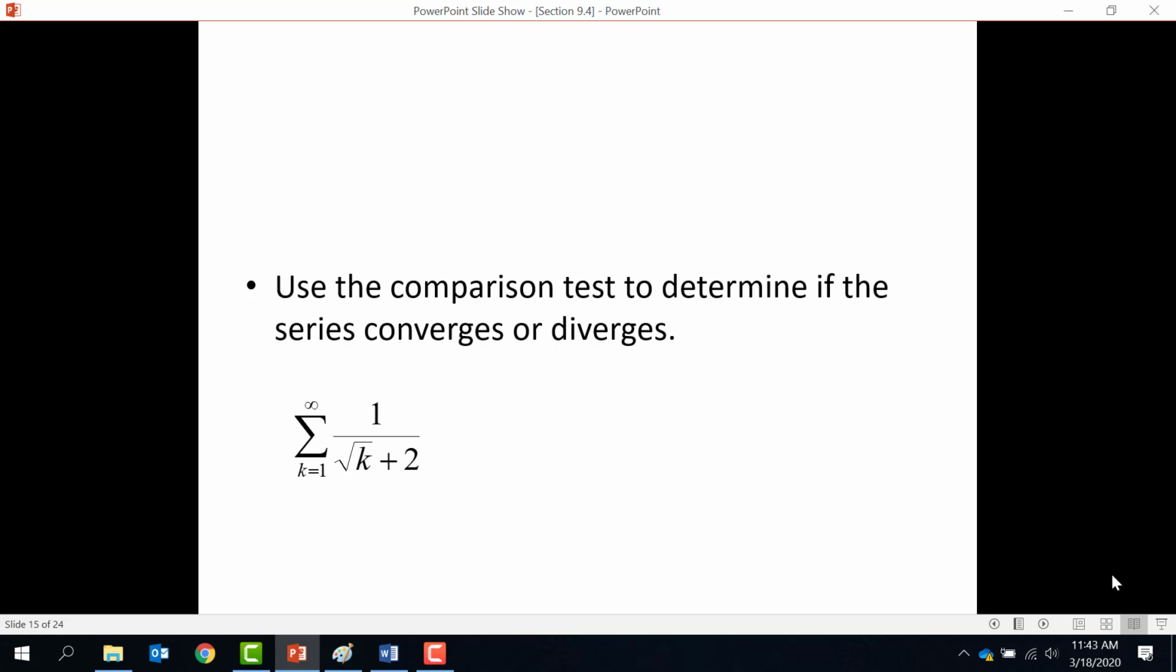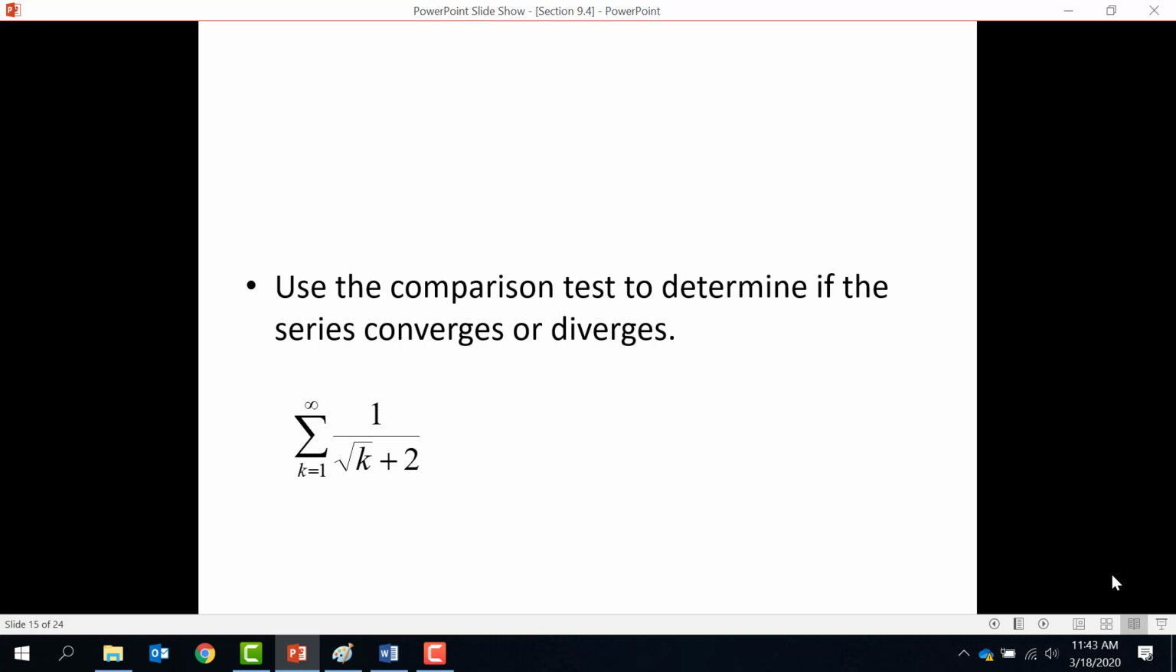Again, here we want to use the comparison test to determine if the series converges or diverges. And we're working with 1 over the square root of k plus 2. Again, we can ignore the 2 and we will have 1 over the square root of k. And that is a p series with p being a half. Because that's less than 1, we're assuming that this thing is going to diverge. But the only problem is that plus 2 makes the terms smaller in direct comparison. So we're going to have to make an adjustment.